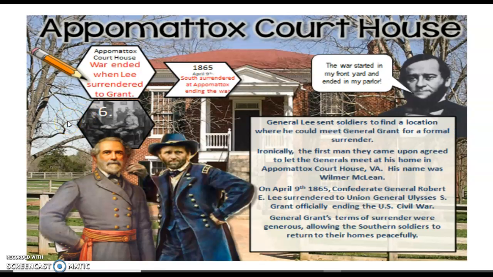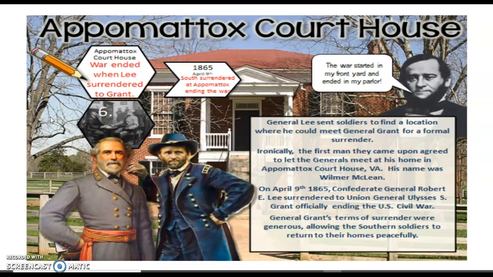So the next topic we're going to talk about here is the Appomattox Courthouse. What this was basically a meeting spot for General Lee and Ulysses S. Grant, where the South would surrender to the North, essentially ending the Civil War in 1865. So this Appomattox courthouse was the home of a gentleman named Wilmer McLean, which was located in Virginia. And on April the 9th of 1865, the Confederacy formally surrendered to the North, ending the war.